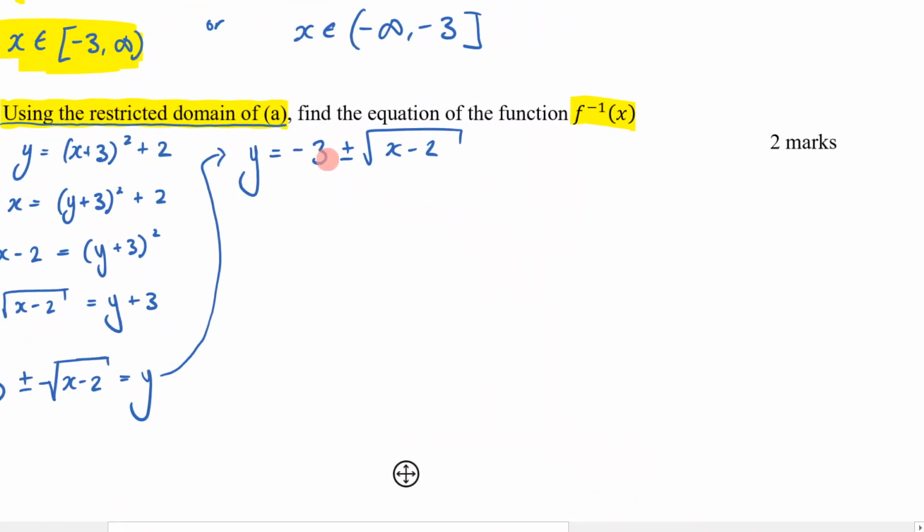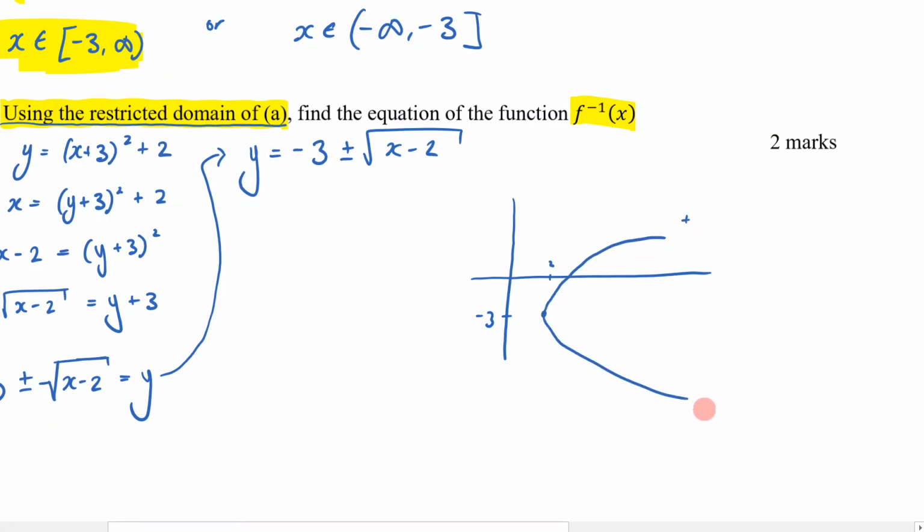Now, let's draw ourselves a little graph of what we've found so far. So what does this look like? Well, it's a square root graph. I'm going down 3, I'm going this way 2. I've got a positive section, so this is the positive part of the graph, and this is the negative part of the graph.